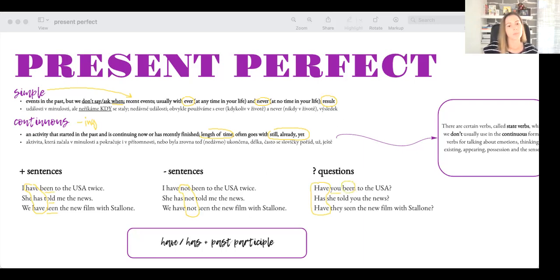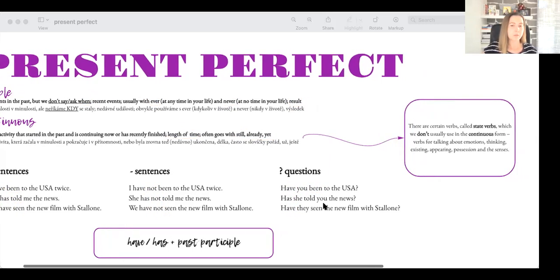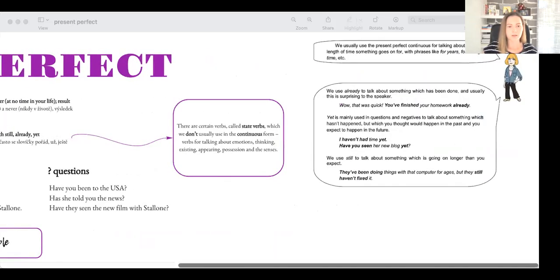With the present perfect continuous, I have one more piece of information for you. There is something called state verbs, which means that I don't use the continuous form for them. Usually they talk about emotions, some kind of thinking, existing, appearing, possession, and senses. So I wouldn't say, I am loving my husband. Okay, don't use that. So mind this.